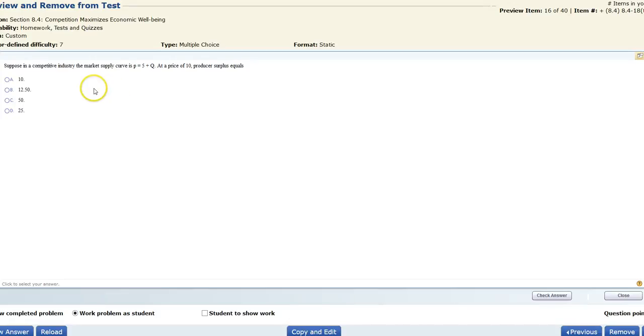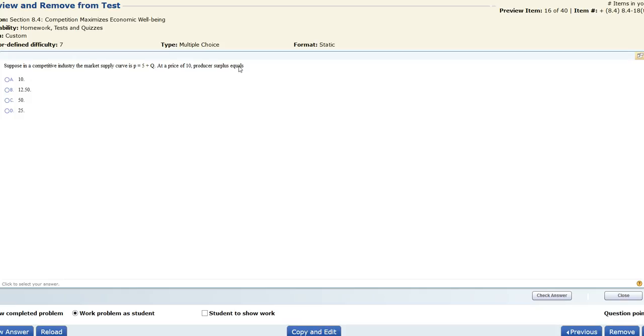This is question number 16 of the second midterm exam. Suppose in a competitive industry, the market supply curve is P equals 5 plus Q. At the price of 10, producer surplus equals.